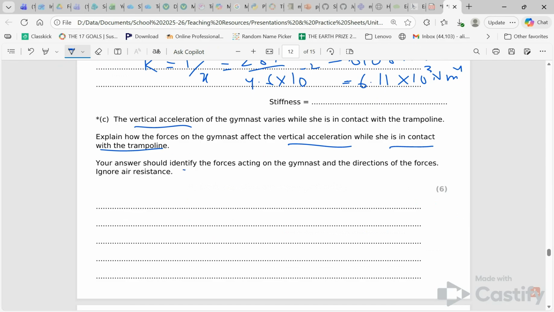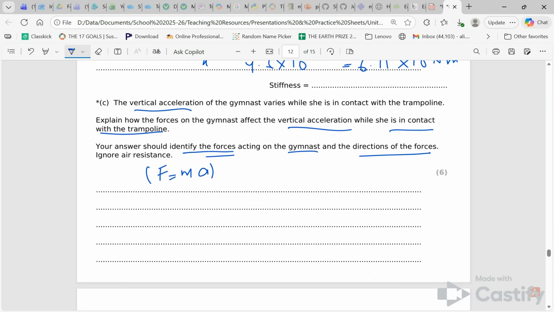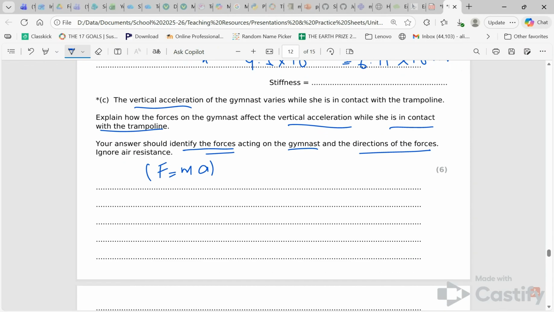Your answer should identify the forces acting on the gymnast and the directions of forces. So now your answer must refer to the forces acting on the gymnast at different situations and the direction of the forces, because acceleration can only be linked to the resultant force using F equals ma, so keep that in mind. You do not need to explain this question using energy conversions. You just have to focus upon forces.